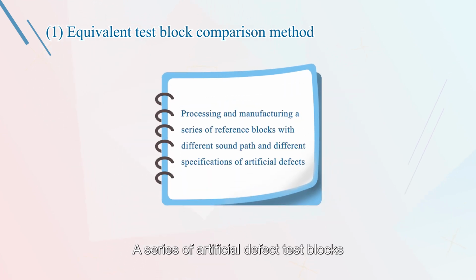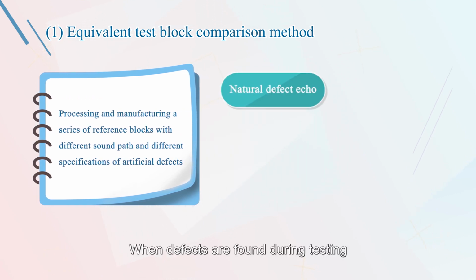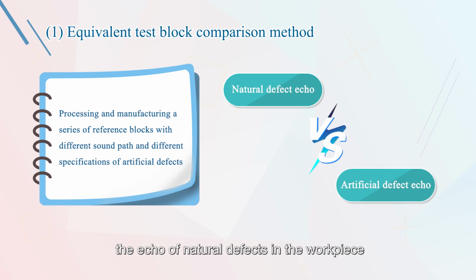A series of artificial defect test blocks with different sound paths and different sizes are manufactured. When defects are found during testing, the echo of natural defects in a workpiece is compared with the echo of artificial defects on the test block.